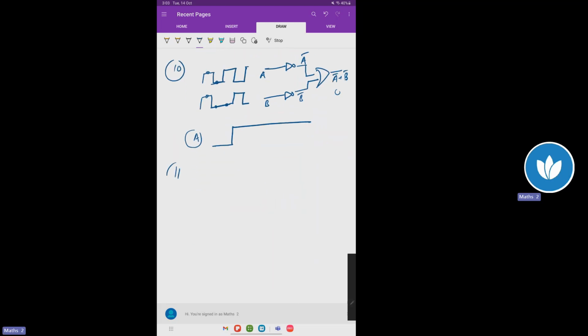Question number 11. The intrinsic concentration of electrons and holes is given at 300 Kelvin. Ni is 2 into 10 raised to 13 per centimeter cube. If the germanium is doped with phosphorus atoms with this dopant concentration, the hole concentration Nh is again the same, Ni square upon Ne. You will get 4 into 10 raised to 10.